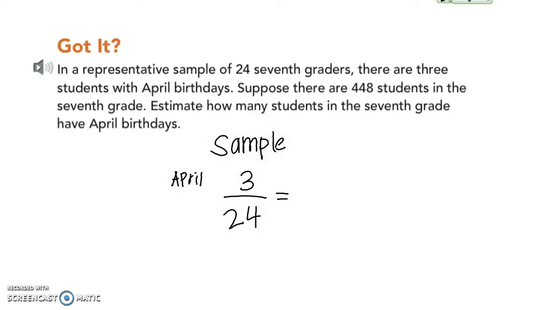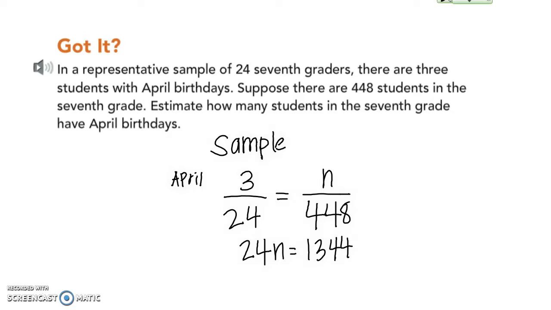And then they say, suppose there are 448 students in the 7th grade. That would be my total. And they want us to estimate how many students in the 7th grade have April birthdays. That's going to be n. And from there, we just solve our proportion. So we would cross multiply, and we would get 24n equals 448 times 3, which would be 1,344. Then we just divide that by 24.